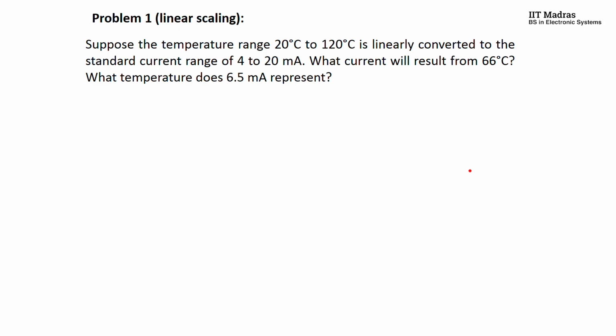The example says: suppose the temperature range of 20 degrees to 120 degrees is linearly converted to a standard range of 4 to 20 milliamps. What current would result from 66 degrees? What temperature does 6.5 milliamps represent? So what is the fundamental question here? We are dealing with a temperature range of 20 degrees to 120 degrees Celsius, and this is getting converted to a current signal of 4 to 20 milliamps.